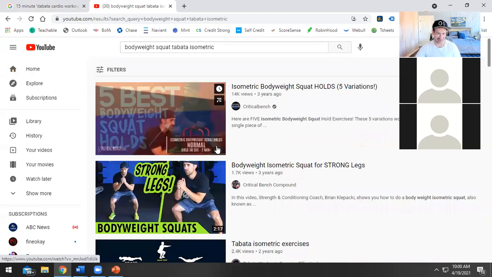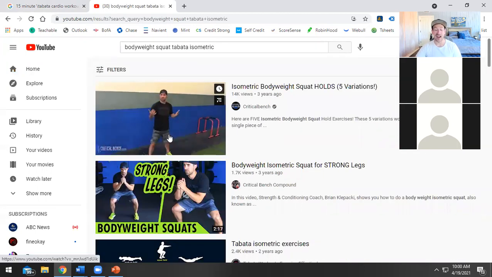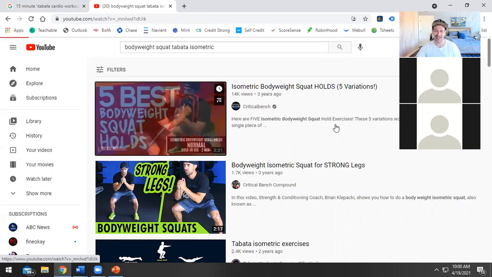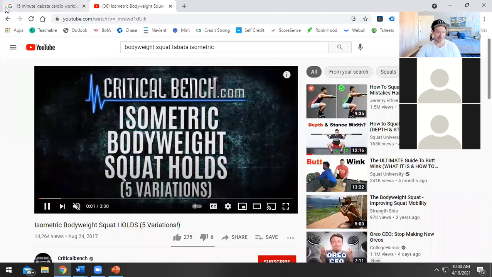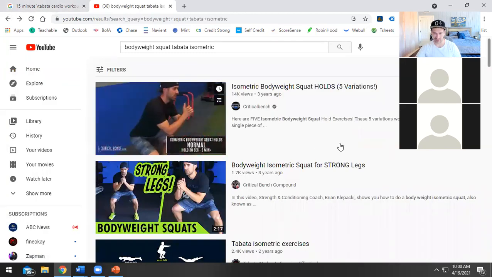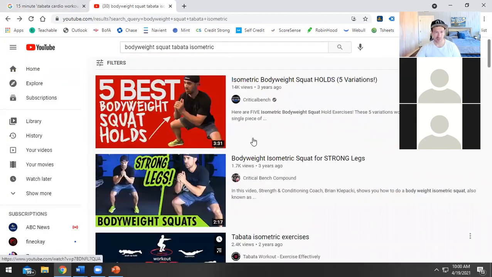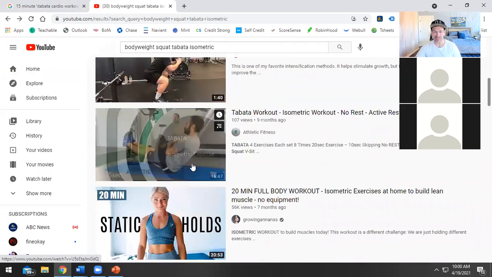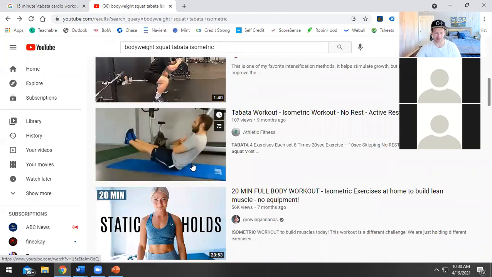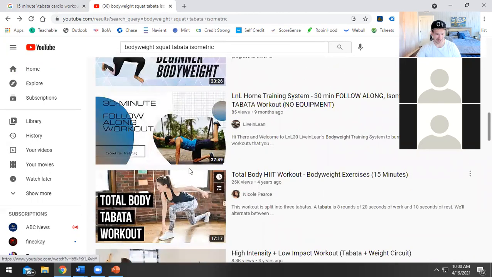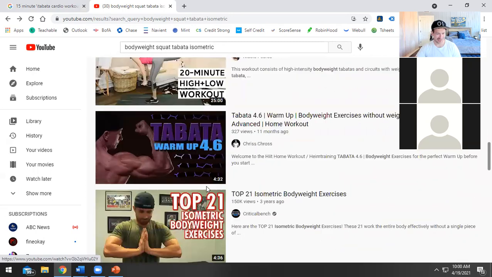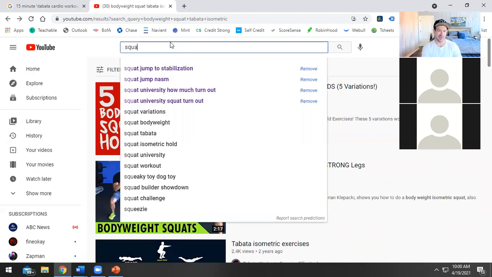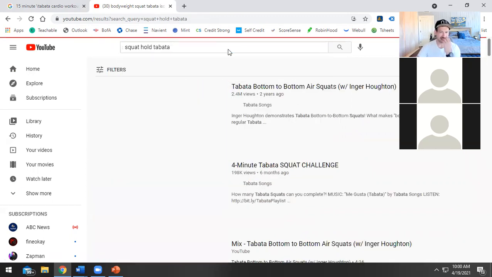Let's see if I can find this. All right. So this sucks. I used to use this as a burner at the end. Isometric is when we're holding the position, right? Exactly. That's where you hold one specific spot. Squat, hold, Tabata. Come on.